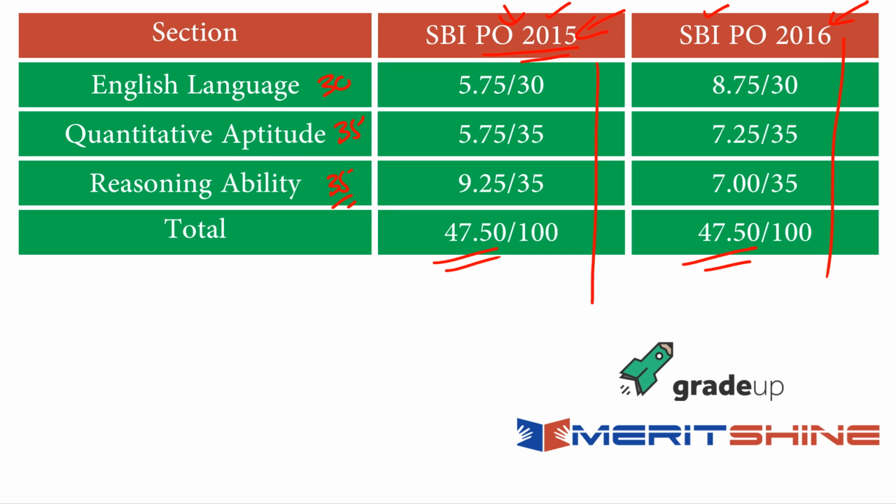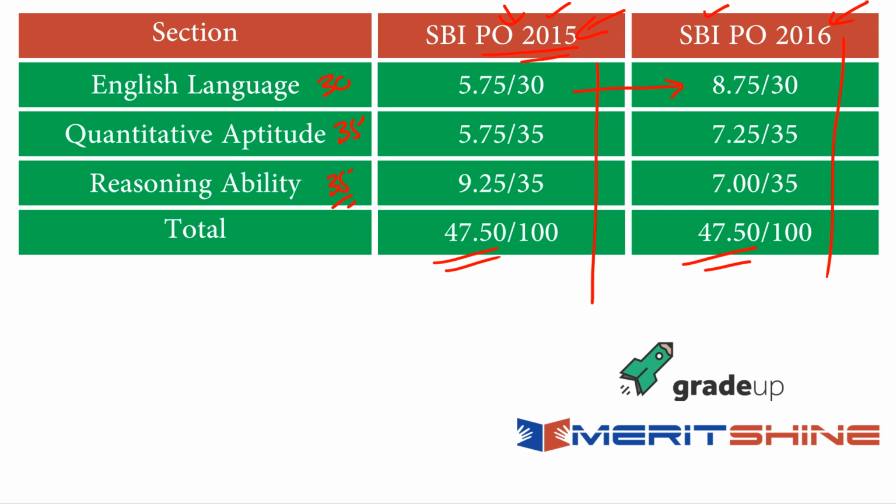There is just one major change in these individual sections. If you look at English, the cutoff was 5.75 and went up to 8.75. People say that it was marginally easier in 16. I do not know what's going to happen in 17.